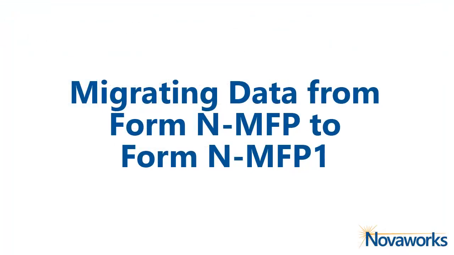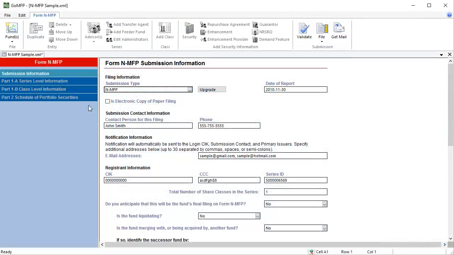In getting started, you'll probably want to migrate your data from your existing Form N-MFP to the new Form N-MFP1. In GoFiler, we've provided a tool to migrate data from Form N-MFP to Form N-MFP1. You can still open and edit the old Form N-MFP, but you won't be able to file it. As you can see here, there's a new upgrade button on the Submission Information page.